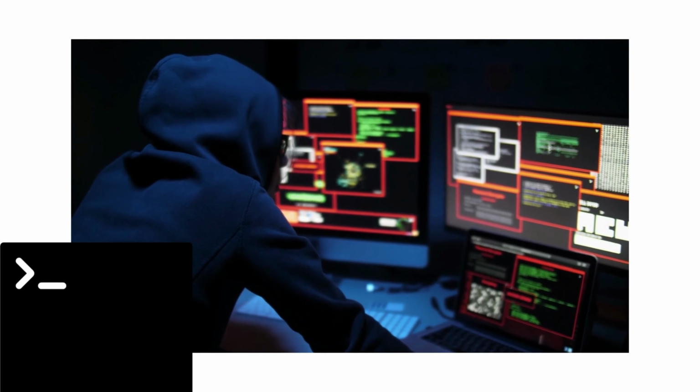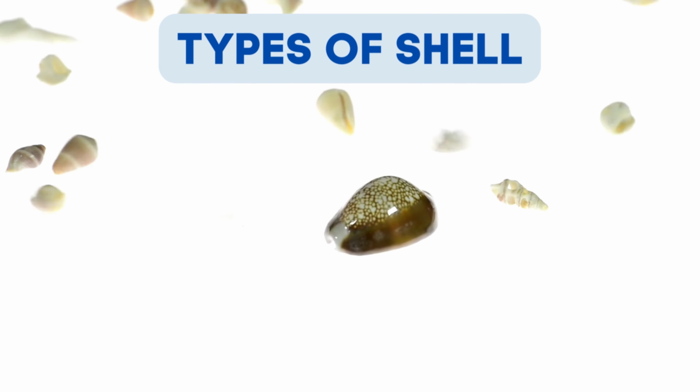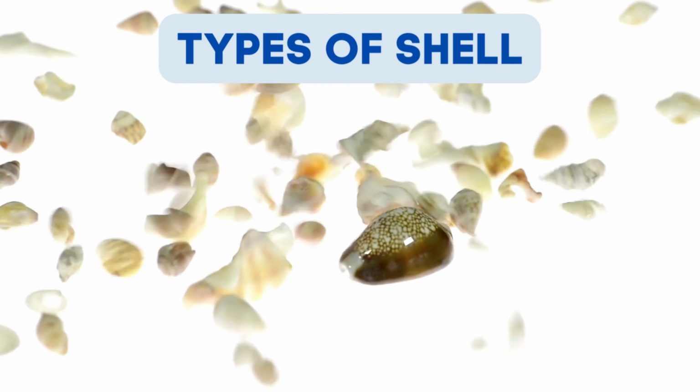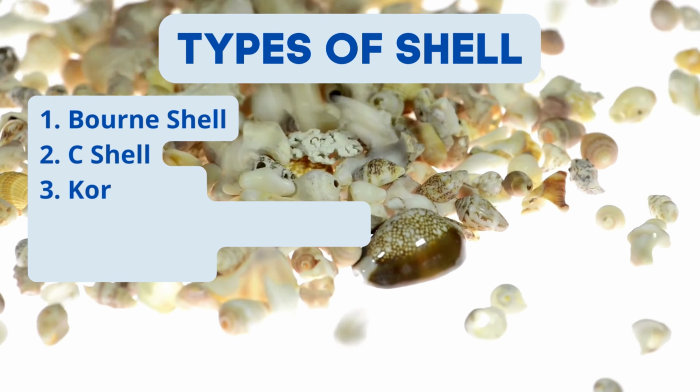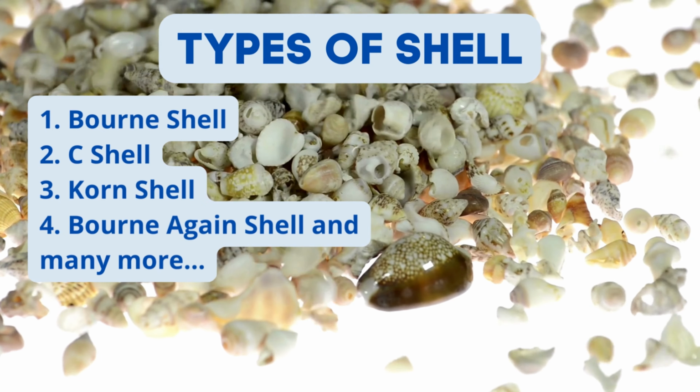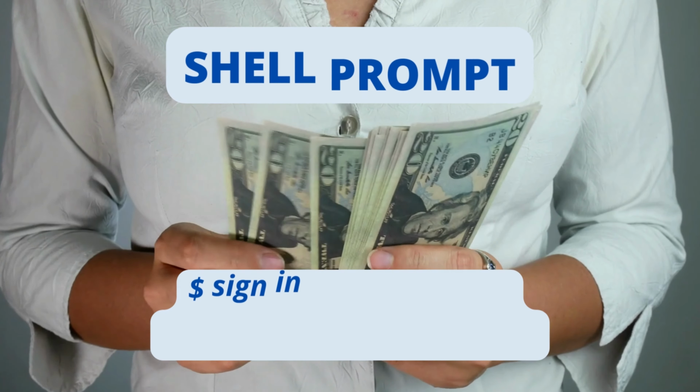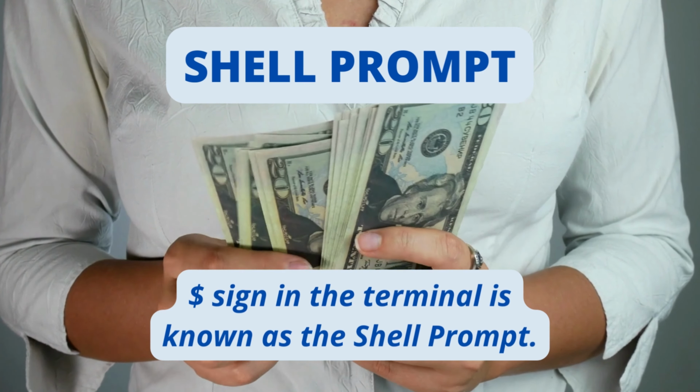So now we will discuss the types of shell. There are various types of shell in Linux. Some of them are as follows: Bourne shell, C shell, Korn shell, Bourne Again shell. Okay, we will do things in the Bourne Again shell, that is bash in short.